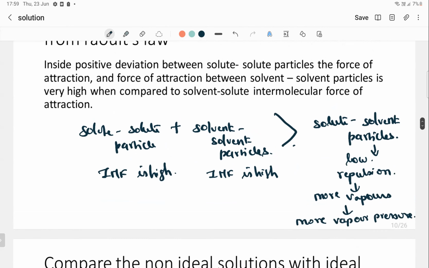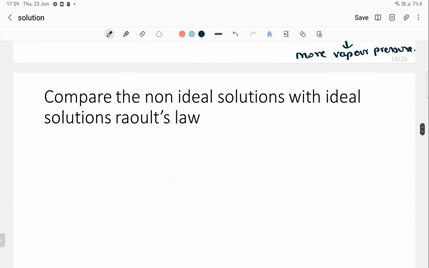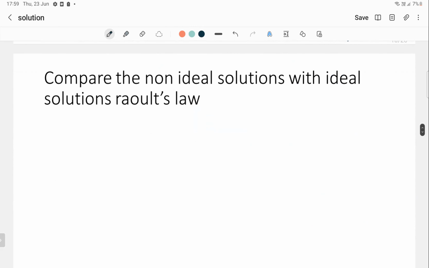For positive deviation, your solute and solvent particles will always have a low intermolecular force of attraction compared to the solute-solute and solvent-solvent particles. Clear with this one? So coming to the next one. Can you compare Raoult's law for the ideal solution with this non-ideal solution?